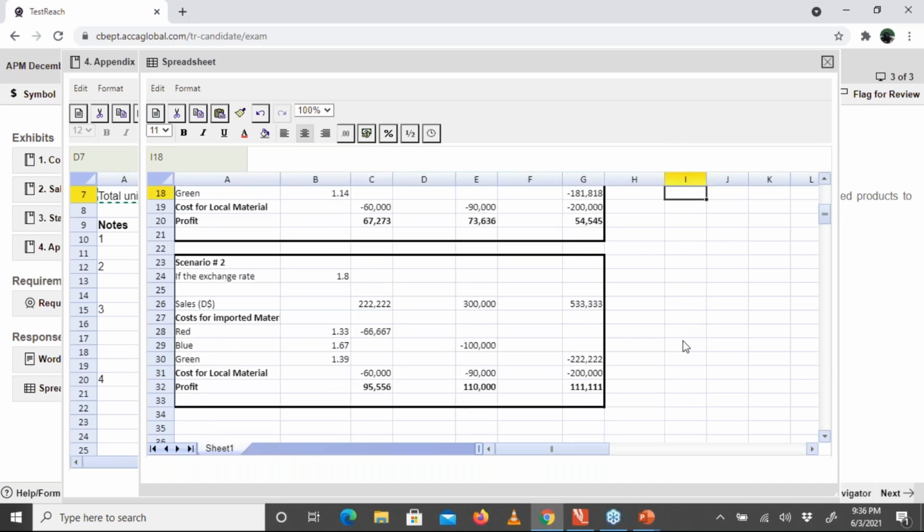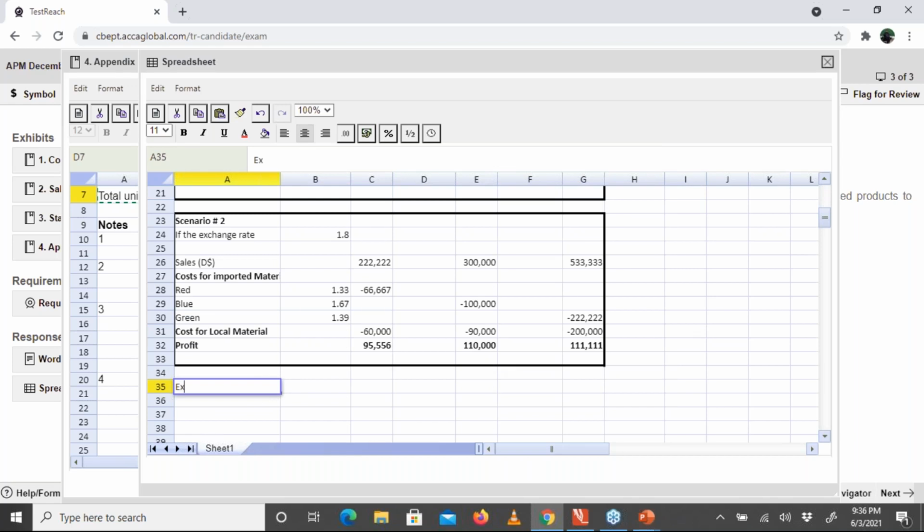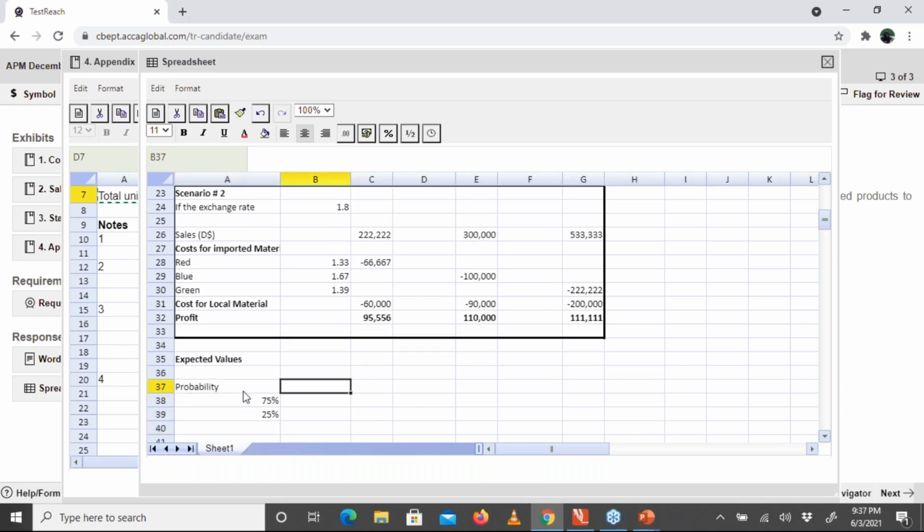Now, what we need to do is calculate the relevant expected values. So how exactly are you going to calculate the expected values? You would say 75%, 25%, the probability. There's this red, there's this blue, and ultimately there's this green.